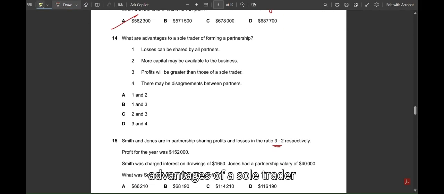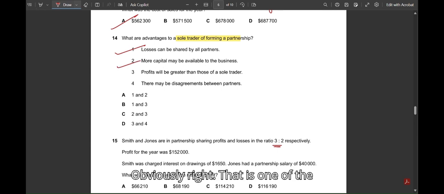Next question, question number 14. What are advantages of a sole trader of forming a partnership business? Losses can be shared by all partners. Yes, that is an advantage of forming a partnership firm. Second option, more capital may be available. Obviously, right? That is one of the reasons of having a partnership firm, so that many partners can invest or bring the required amount of capital. Third, profits will be greater than those of a sole trader. Not necessary. There is no assurance that a partnership firm will always make greater profit than a sole trader. There will be disagreement between partners. How is this an advantage? I don't know. So that's the reason 3 and 4 would be eliminated. The right option would be 1 and 2, which is option number A.